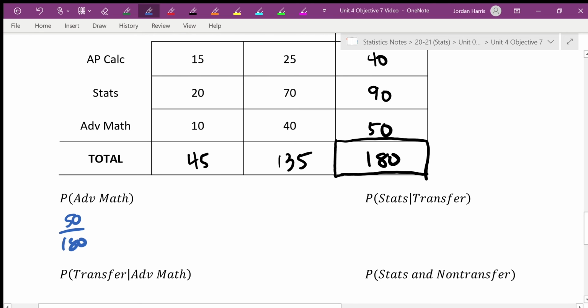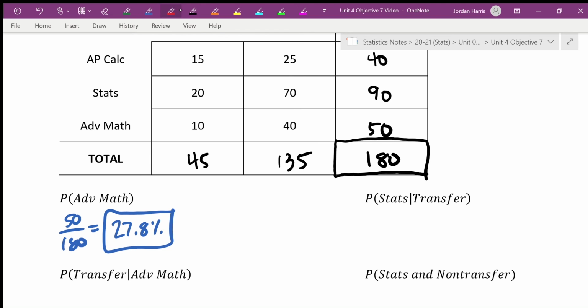And just to make things easier, I'm actually going to find the percentage this time. Okay, so we get 27.8%, rounding to the nearest tenth of a percent. Okay, then we get to conditional. So you can't forget about conditional probabilities.